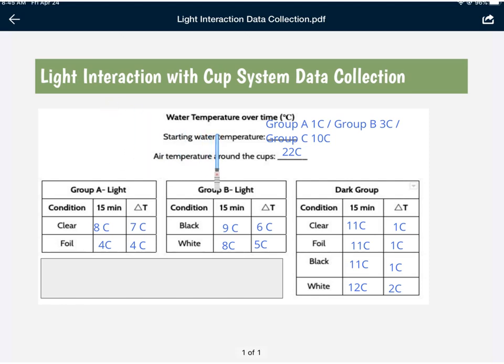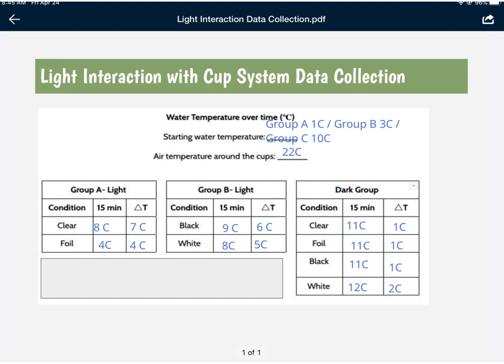So in our experiment, our initial water temperature for group A, the group that had the clear cup and the foil cup, was 1 degree Celsius. For group B, the initial water temperature was 3 degrees Celsius, and that's the group where we tested the black and the white cup. And for group C, the initial water temperature was 10 degrees Celsius, and that is the dark group where we covered up the cups with a black colored bin so they weren't exposed to any light.